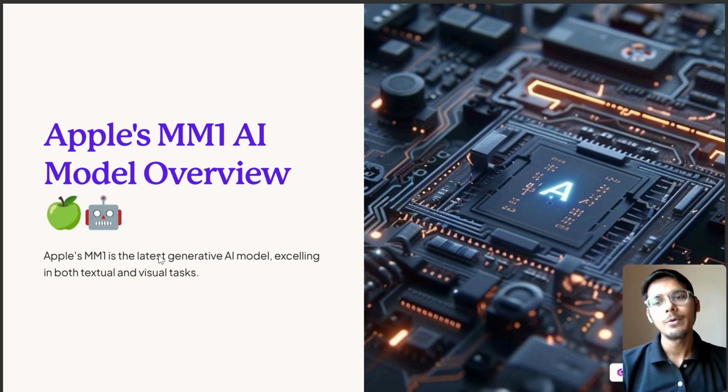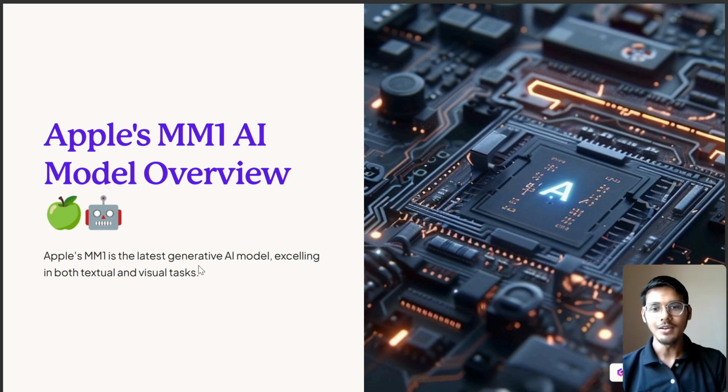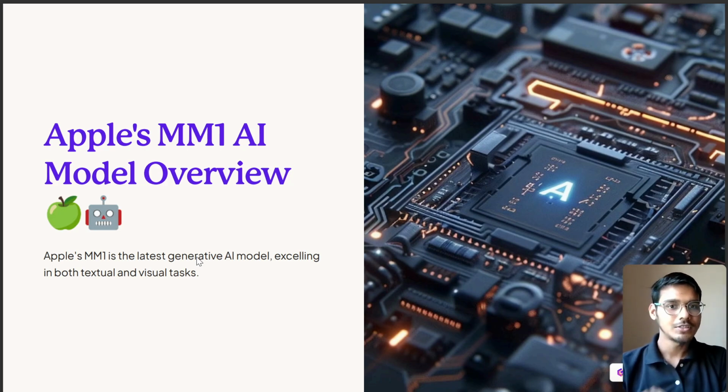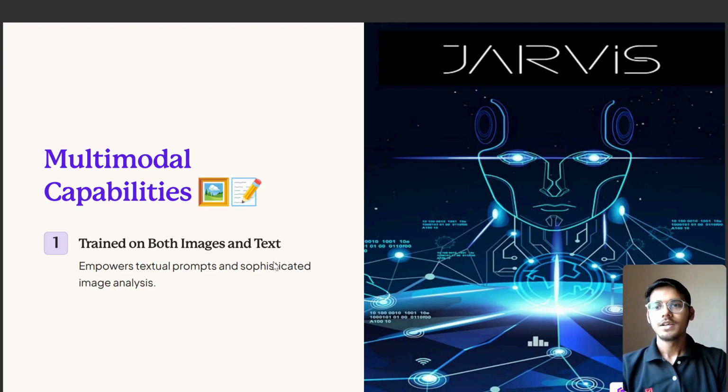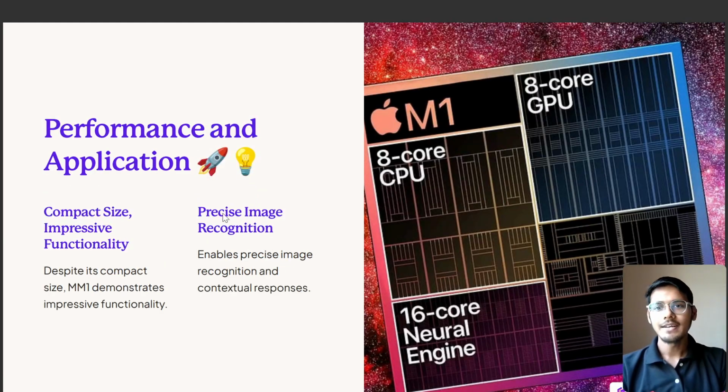So Apple MM1 is the latest generative AI model, and it can do textual tasks and visual tasks. Although I will be very clear that it is not released yet, its research paper is out there. It has multimodal capability, like it can train on both images and text, so it can take up images and text also. And its performance is really awesome. It is compact in size, and impressive functionality is there.